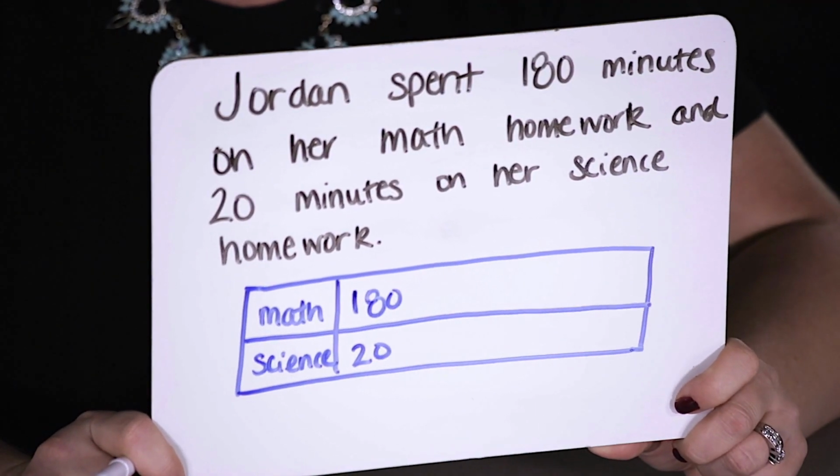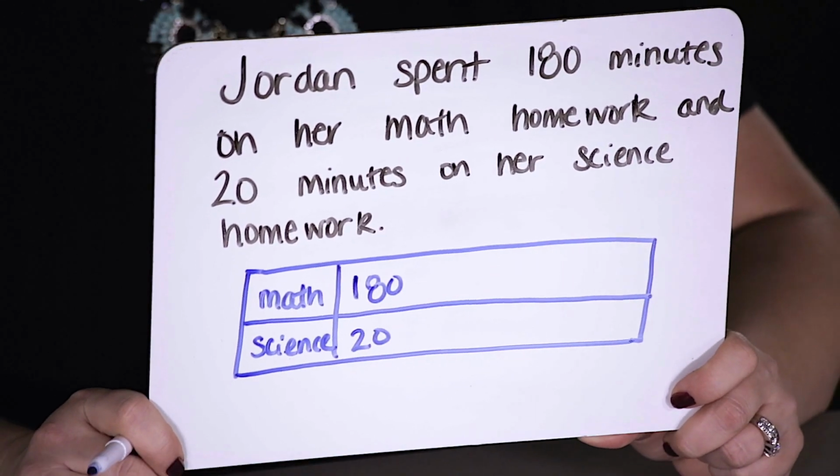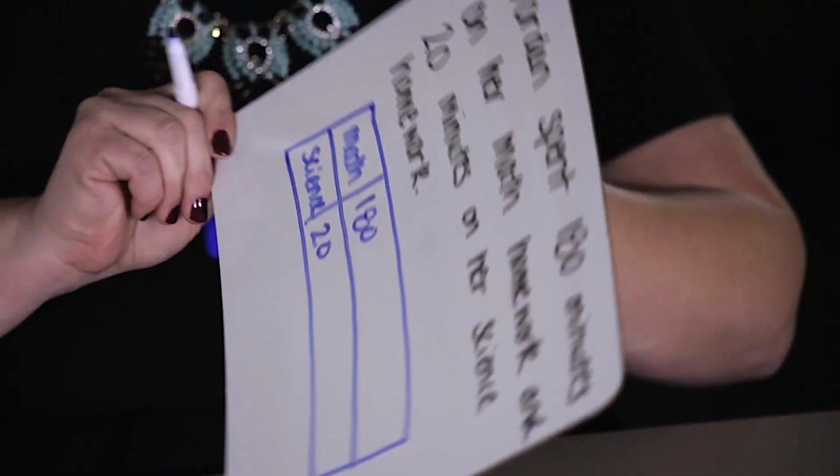And when we are creating rate tables, we want to make sure that we are including all of the information needed, and we're looking for patterns between our two comparisons. So we know she's spending 180 minutes on her math homework. We know she's spending 20 minutes on her science homework. So if we were to take those two and cut them in half, or divide them both by 2, we would see that she spends 90 minutes on her math homework and 10 minutes on her science homework.